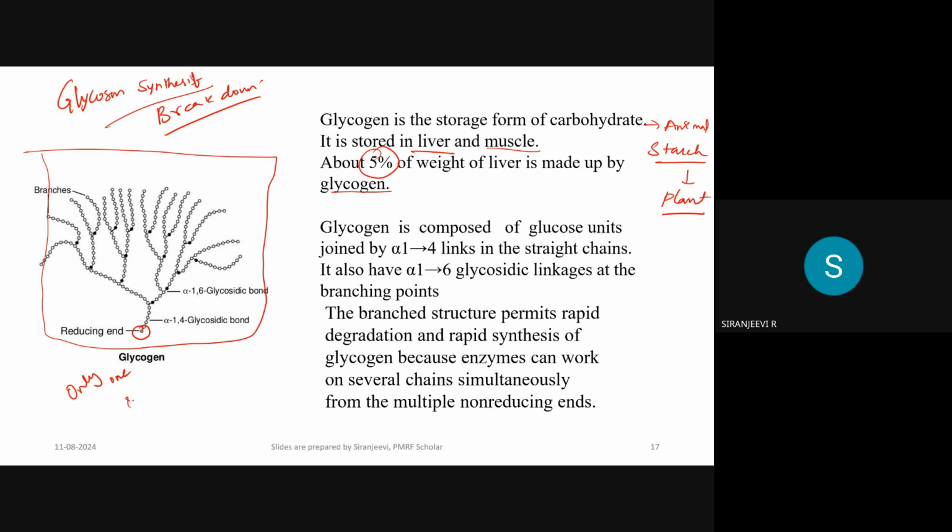Only one reducing end will be there. And there will be the glucose molecules that are linked by the alpha 1,4 glycosidic bond. And there will be some branches. These branches are linked by alpha 1,6 linkage. This is a big molecule.